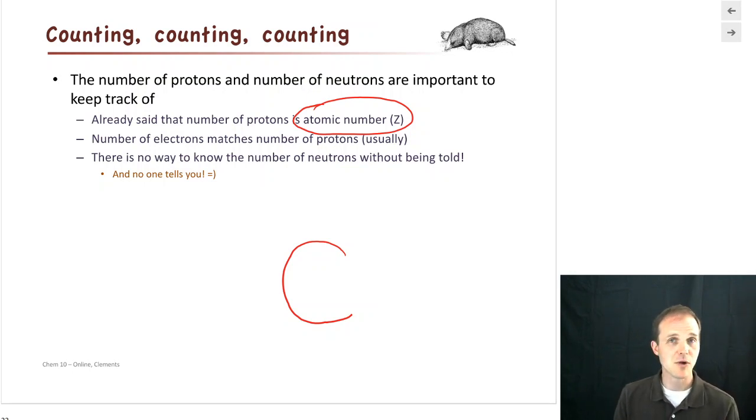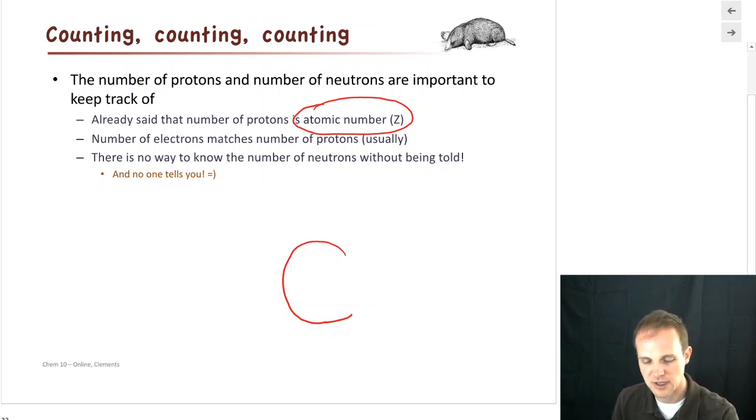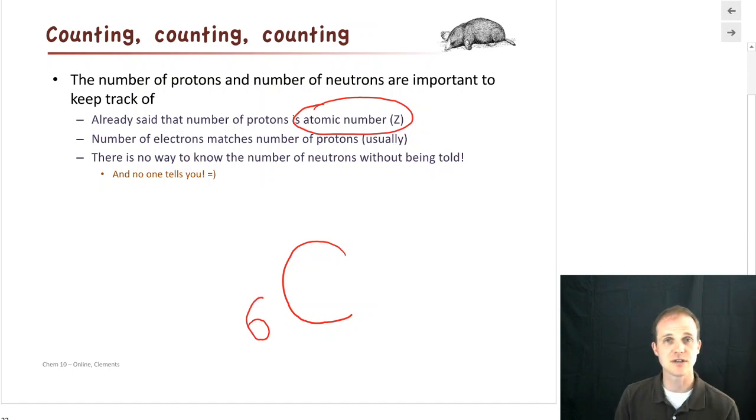Now, in order to keep track of things, we have a kind of standard notation that we use. The standard notation is to always put the number of protons in the lower left corner. So we're going to write a 6 down there in the lower left corner to say that carbon has 6 protons. Sometimes people will leave that off because you can always get it from the periodic table to know that carbon has 6 protons, but sometimes people will put it there.